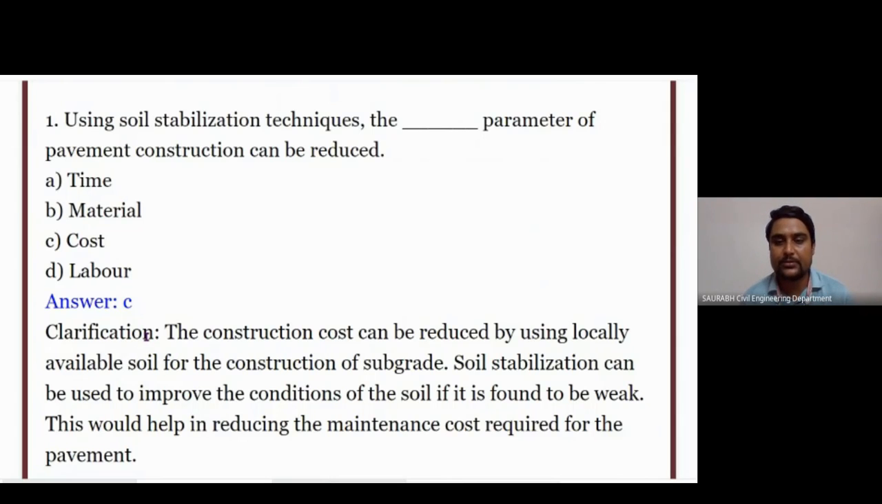The construction cost can be reduced by using locally available soil for the construction of subgrade. Soil stabilization can be used to improve the condition of the soil if it is found too weak, and this would help in reducing the maintenance cost required for the pavement. So come to the next question.